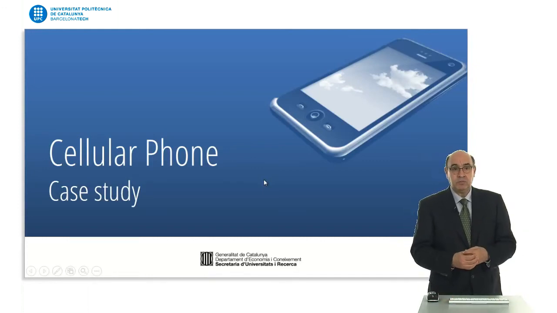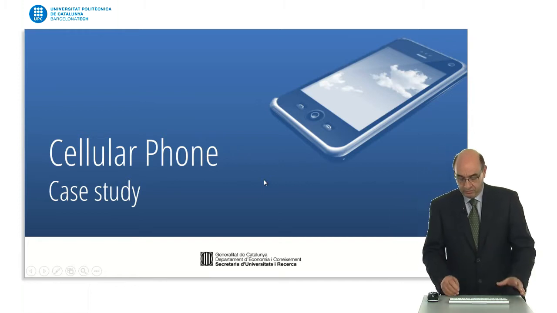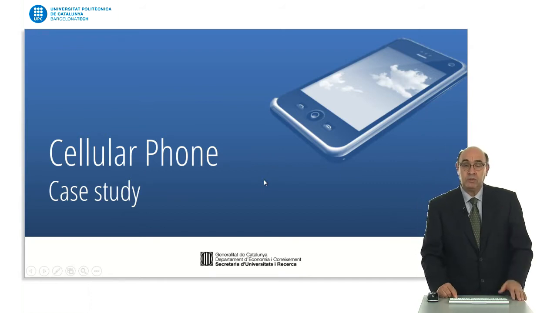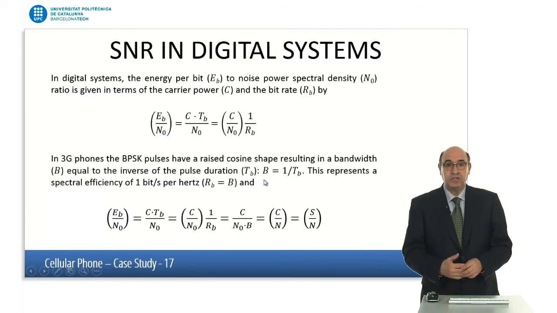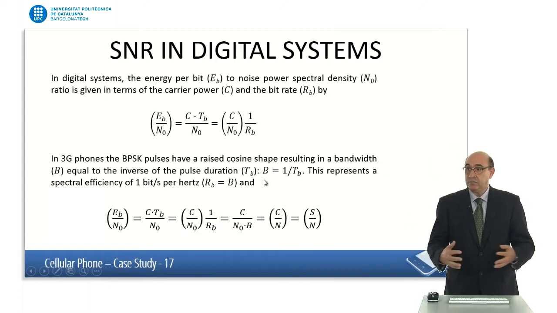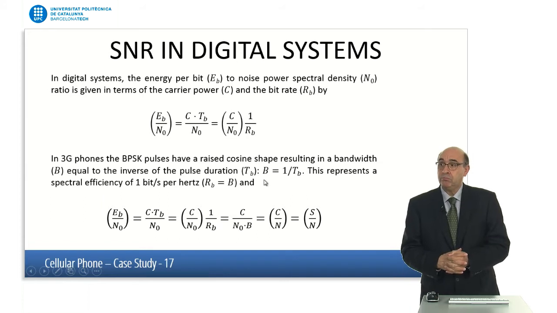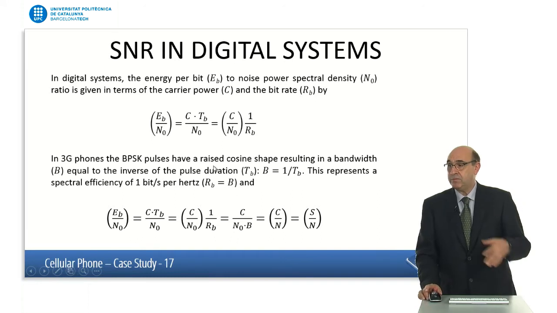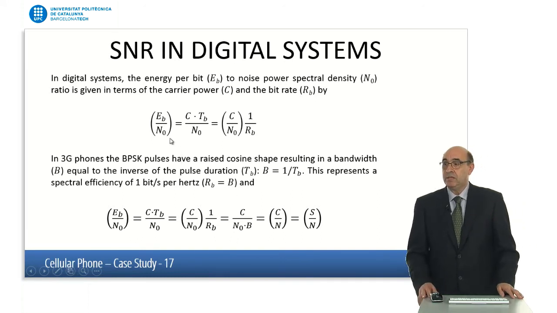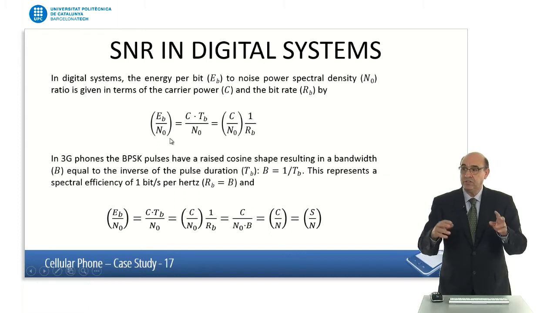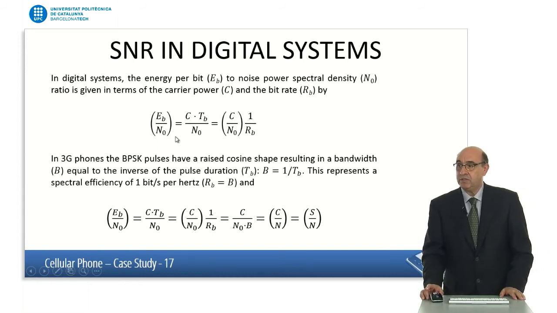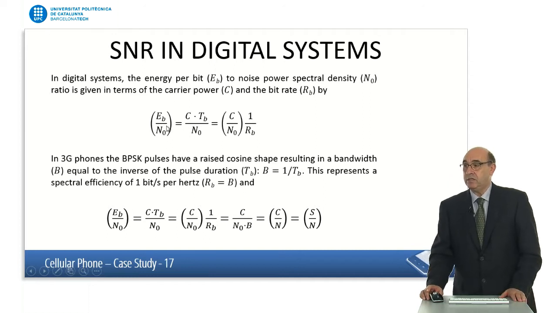Now we are going to briefly review signal-to-noise ratio requirements in this 3G system before going into a deeper analysis of the link budget. In a digital system, the main parameter is the energy per bit to noise power spectral density. Sometimes it has different names, like digital SNR, but the normal representation is the bit energy and the noise power spectral density, Eb/N0.